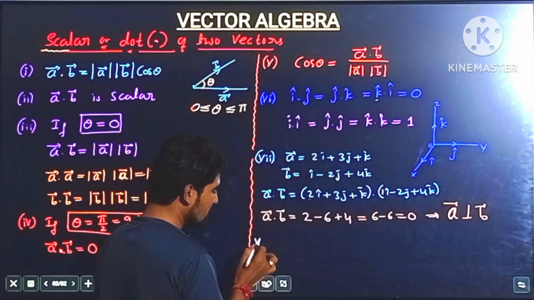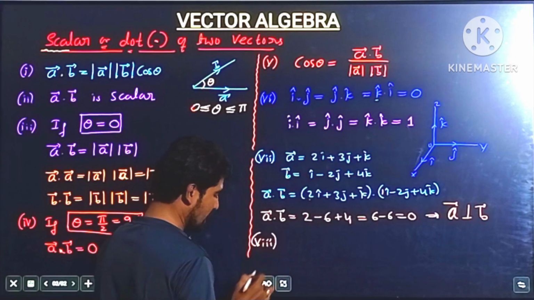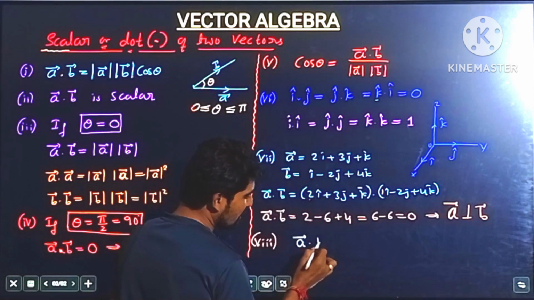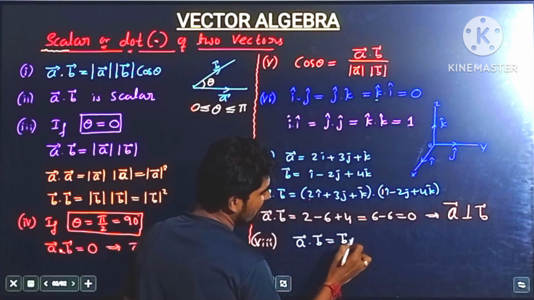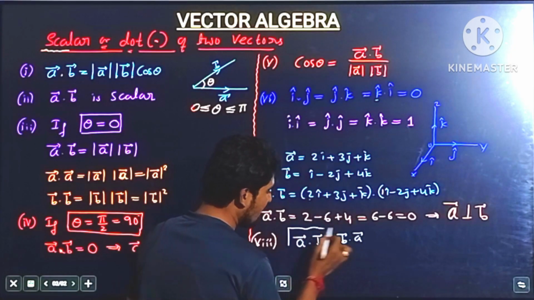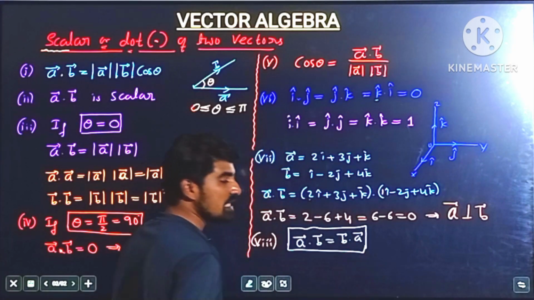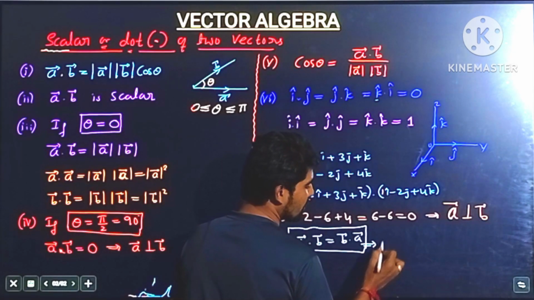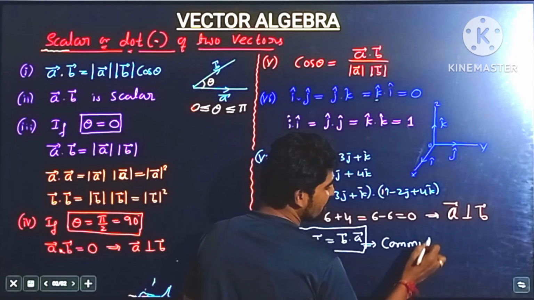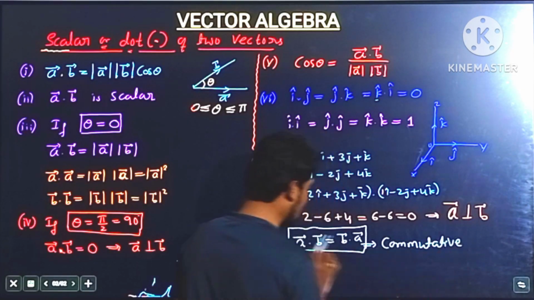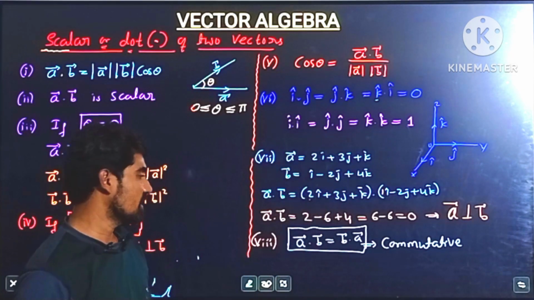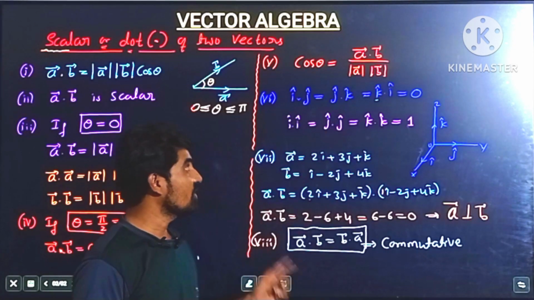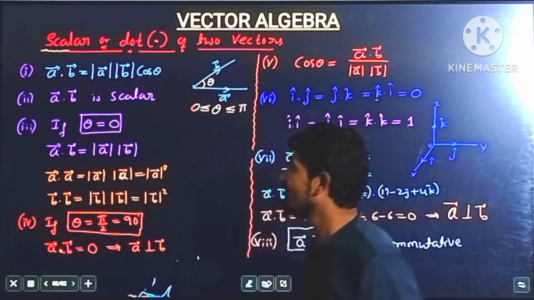It means that the eighth point is, we can say that A vector dot B vector is equals to B vector dot A vector. It means that the dot product of vectors is commutative. This is what? Commutative law. So the dot product of two vectors is always commutative. So if we have A dot B anywhere, I can replace it by B vector dot A vector because both the values are the same. I hope all of you understood this concept of the dot product of two vectors.